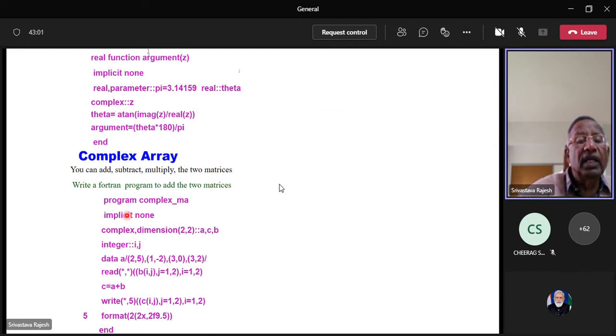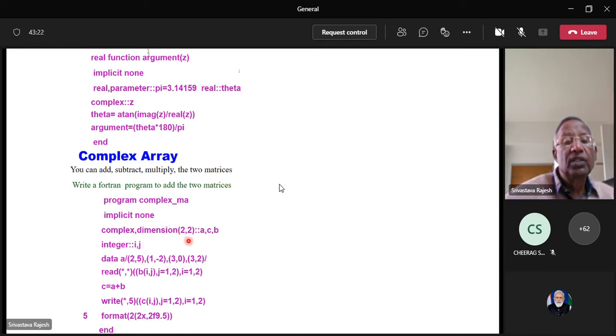Now, a complex array, as I said, will require double storage. If you are saying Z is a complex quantity with dimension 10, then 20 storage locations the computer reserves for it. So, program complex matrix here, implicit none, complex dimension 2, 2. That is the two-dimensional array A, B. So, what I am doing?